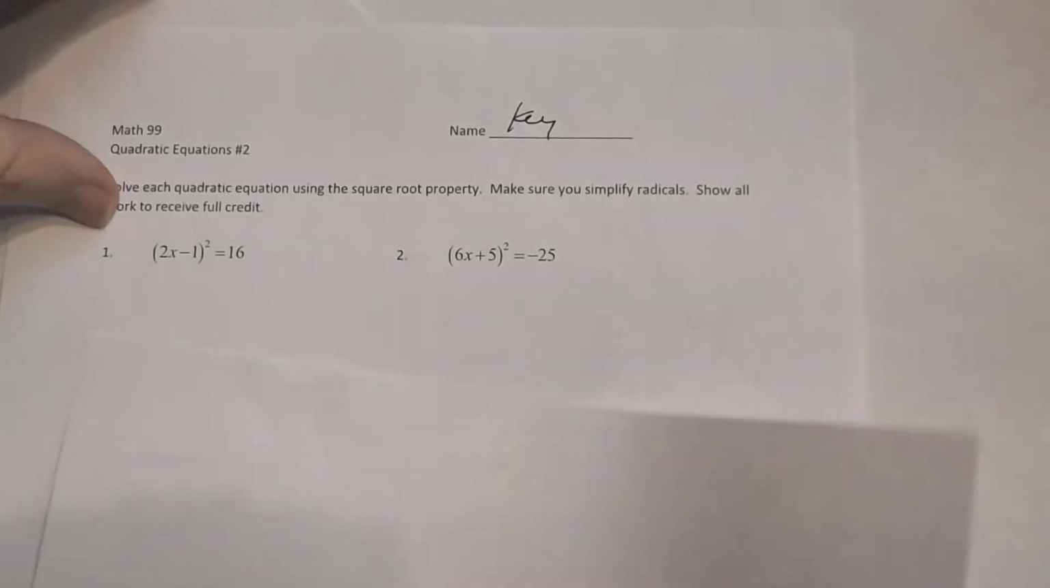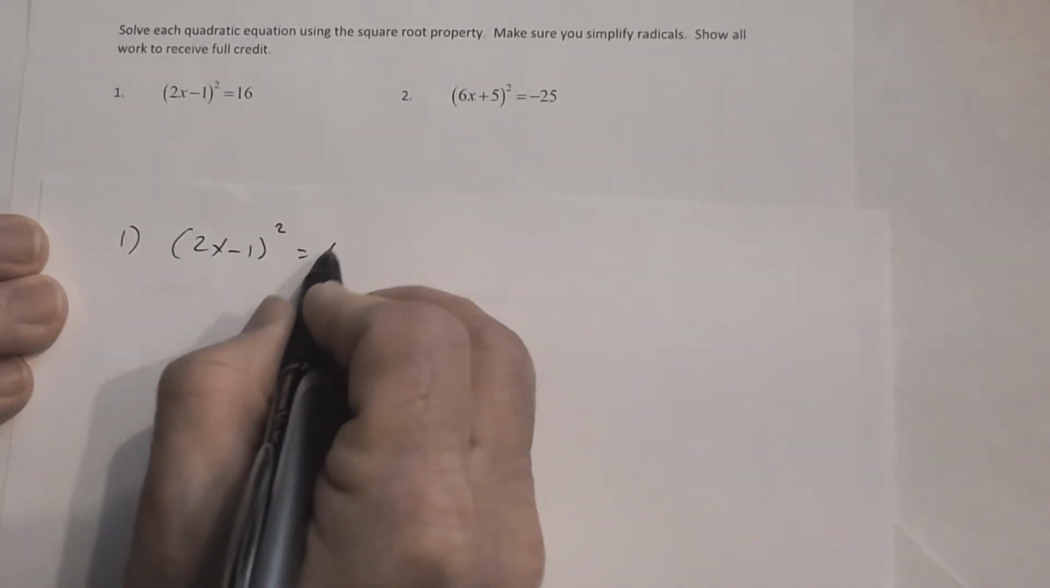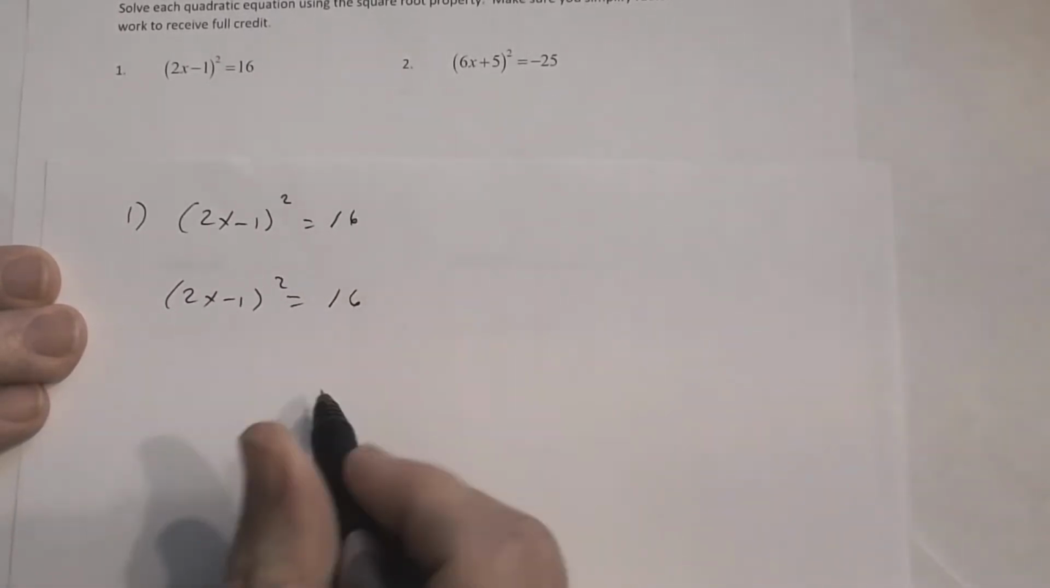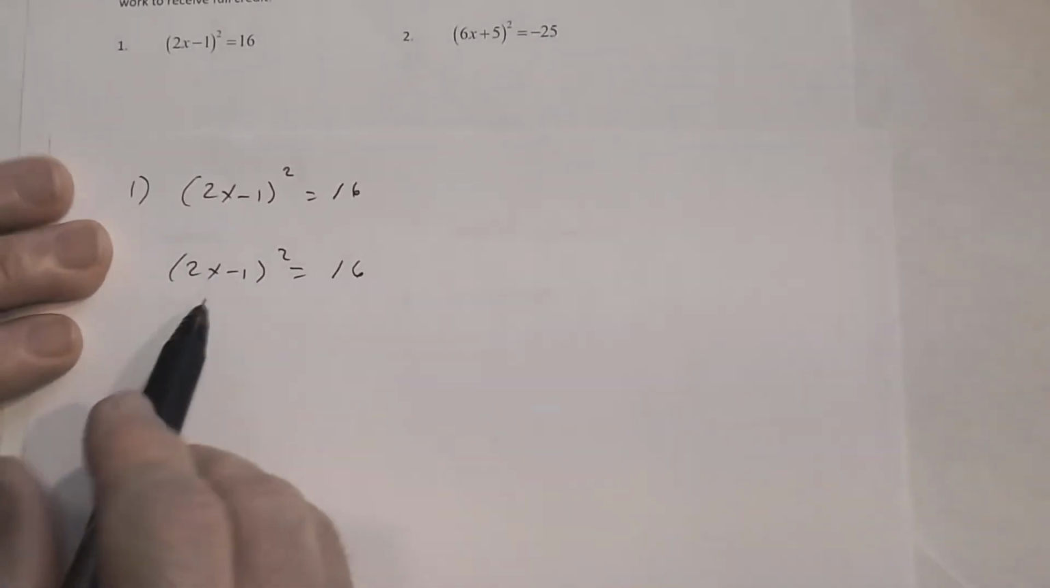All right, so here's number 1. We have 2x minus 1 squared equals 16. So that's the original problem. Let me go ahead and rewrite this over. 2x minus 1 squared equals 16. All right, so if I'm going to use the square root property, I first of all have to get that binomial squared by itself, okay?